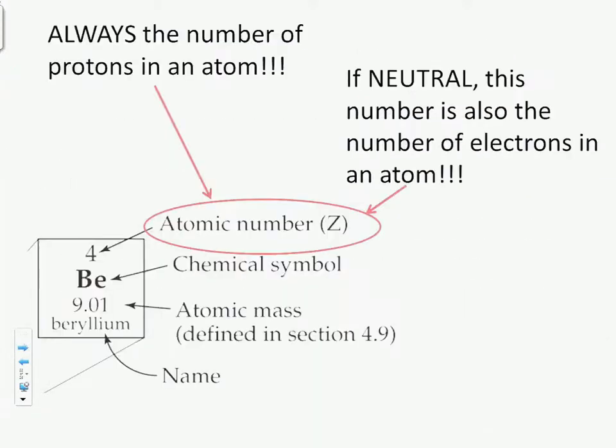Now something I wanted to mention is, if it's neutral, this number is also the number of electrons in an atom. Because remember, we said in order for it to be neutral, the positive charges have to balance with the negative charges. So if your atomic number is 4, and it's a neutral atom, you have 4 protons, and that means you also have 4 electrons. So it's always the number of protons in an atom, and it's also the number of electrons if it's neutral. If it's not neutral, we'll be talking about that at a later point, then those two numbers are not one and the same. But if it's neutral, then that number is equal to the number of protons and the number of electrons.